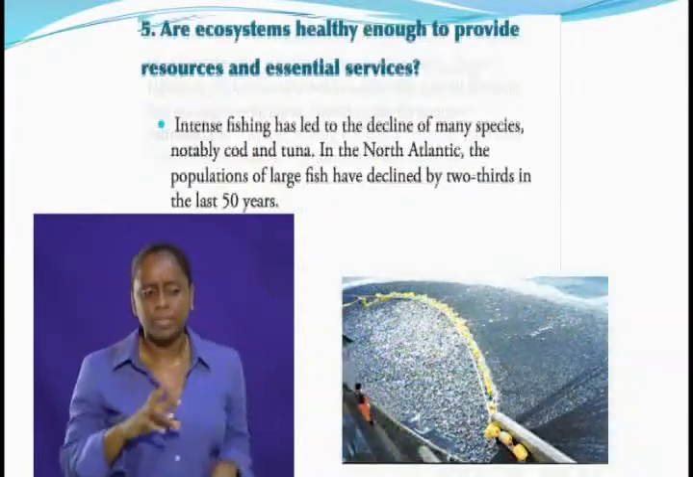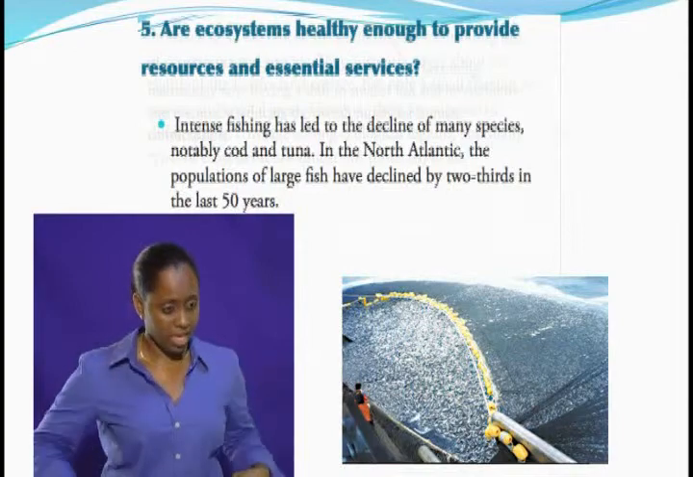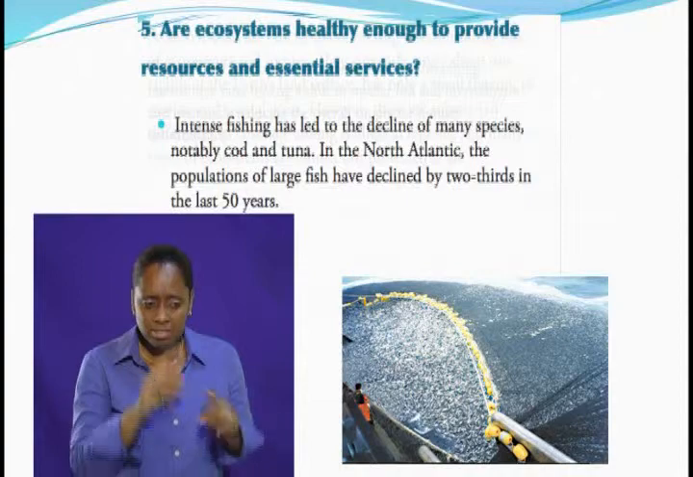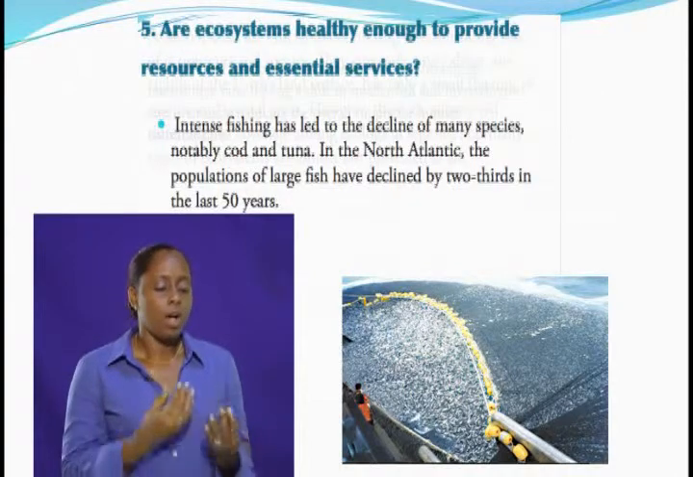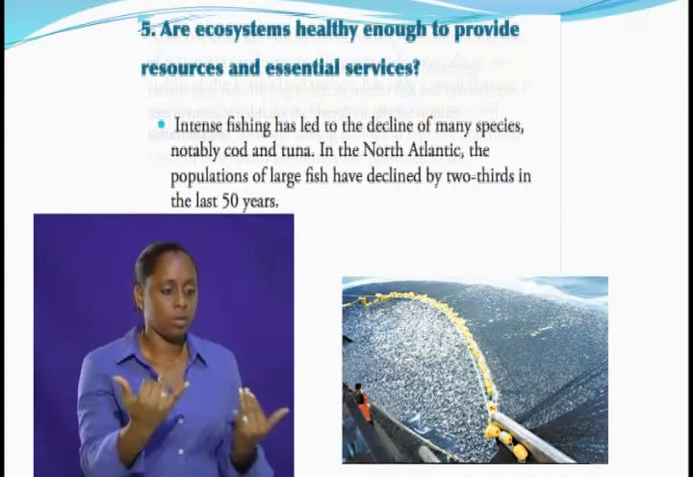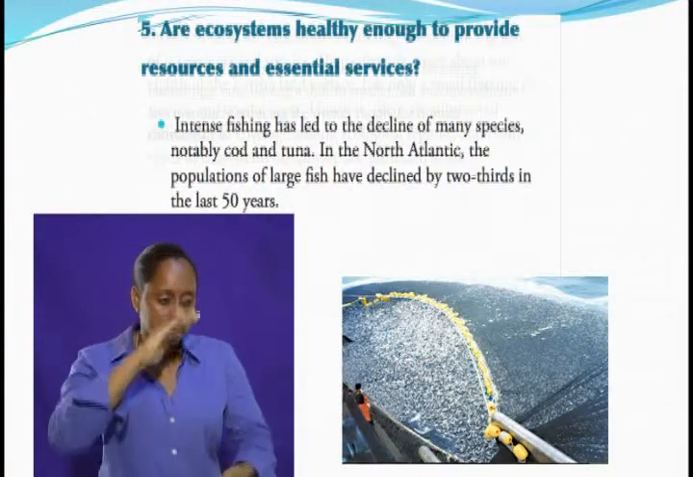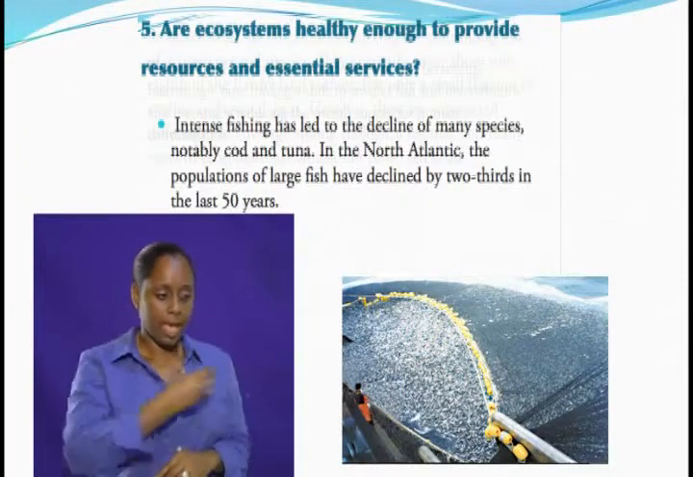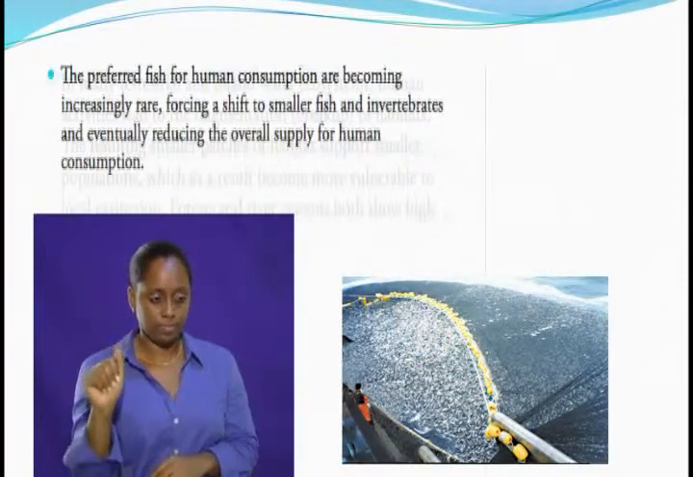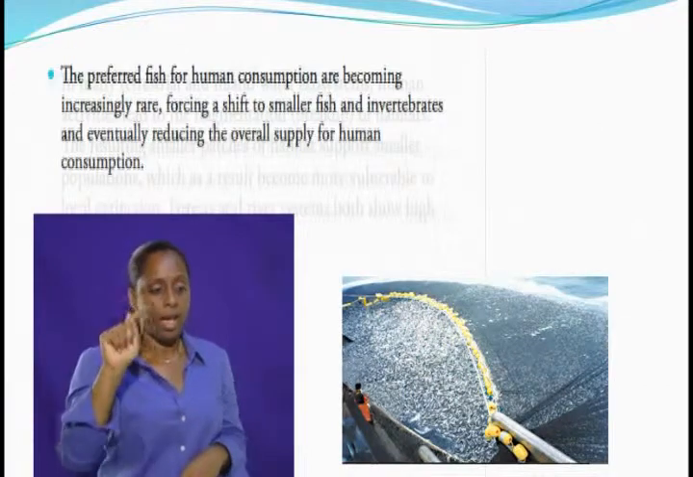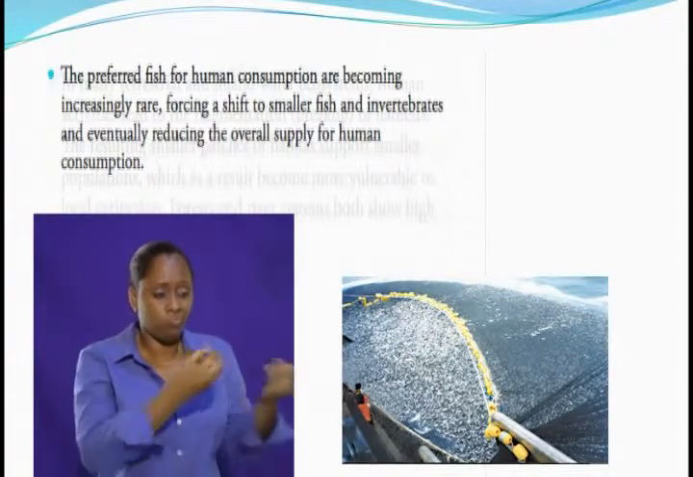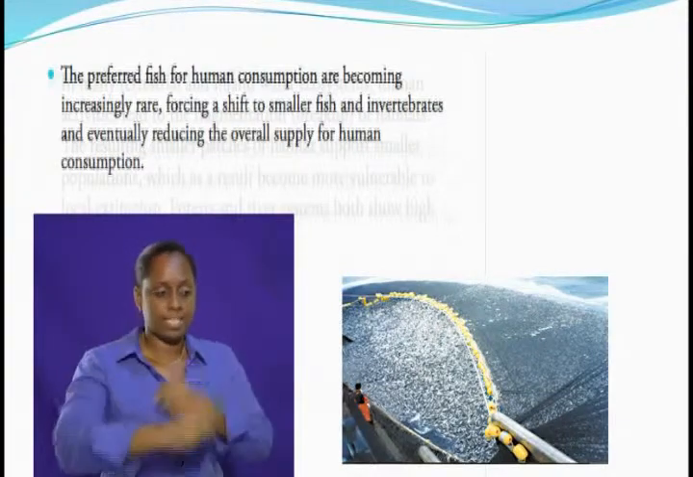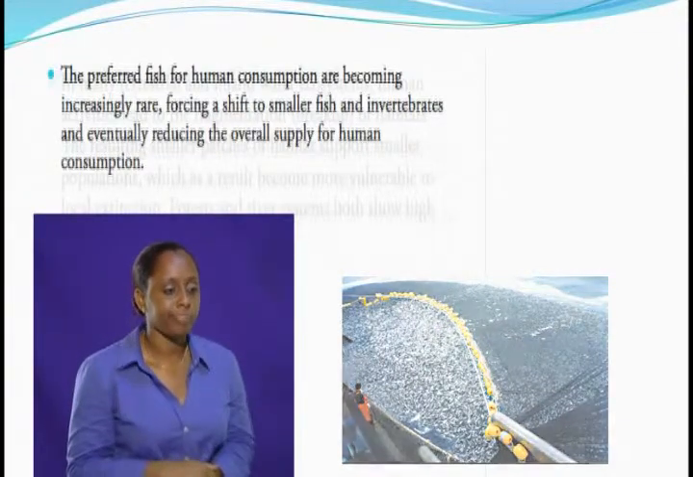Are ecosystems healthy enough to provide resources and essential services? Intense fishing has led to the decline of many species, notably cod and tuna. In the North Atlantic, the populations of large fish have declined by 2/3 in the last 50 years. The preferred fish for human consumption are becoming increasingly rare, forcing a shift to smaller fish and invertebrates, and eventually reducing the overall supply for human consumption.